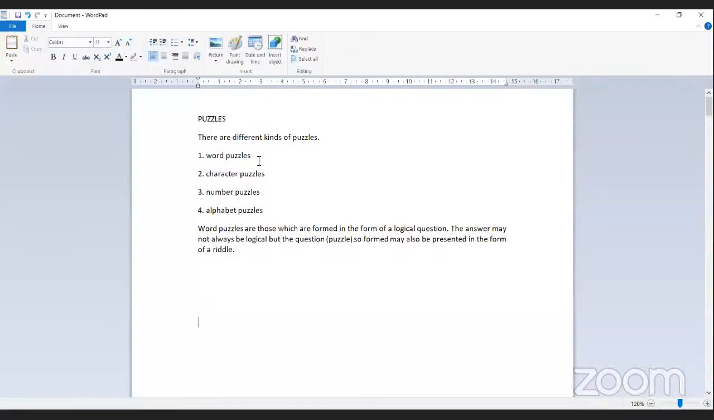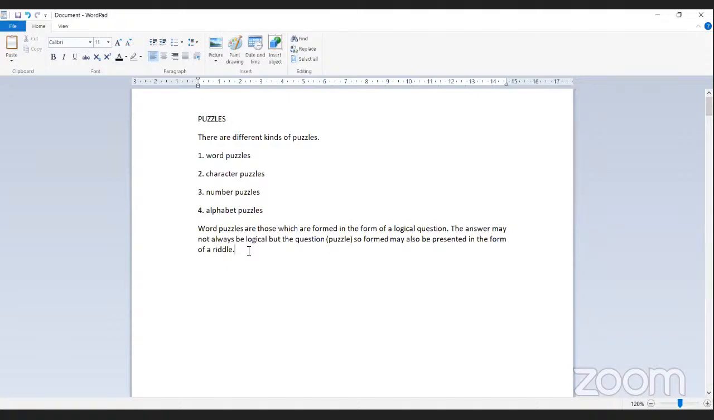For example, word puzzles is a normal type of puzzle you see. It's formed as a question or a riddle. Word puzzles are those which are formed in the form of a logical question. The answer may not always be logical, but the puzzle so formed may also be presented in the form of a riddle. You might have seen some of these type of questions. It's presented as a logical question.